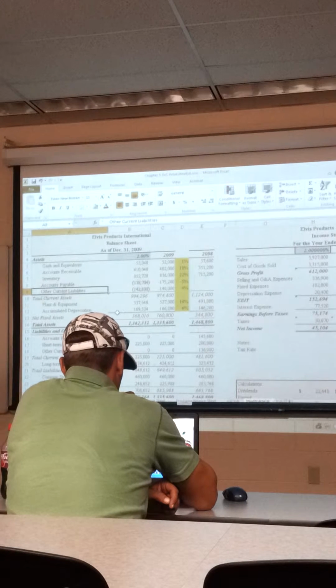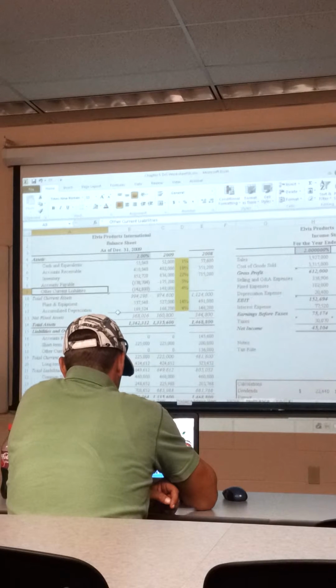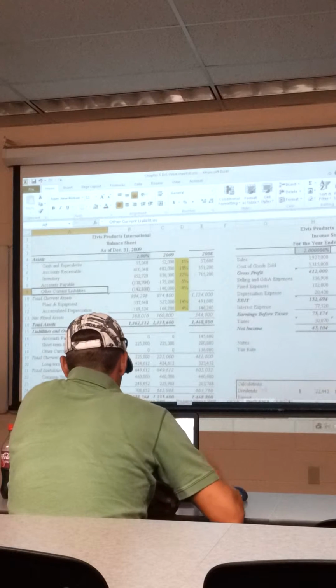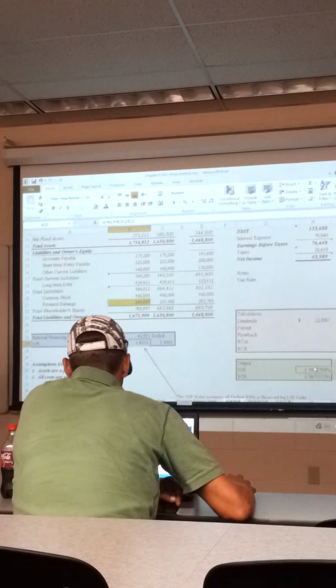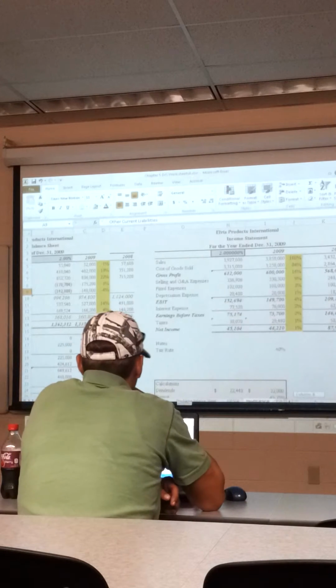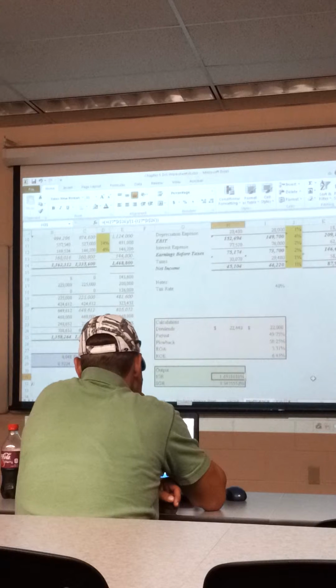And when you do that, that changes your return on assets. So now, our internal growth rate, instead of 136, is 169.